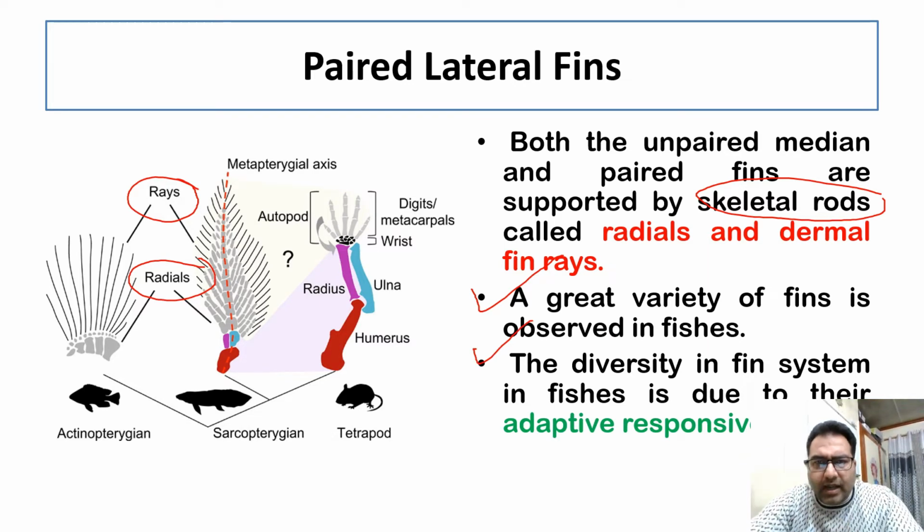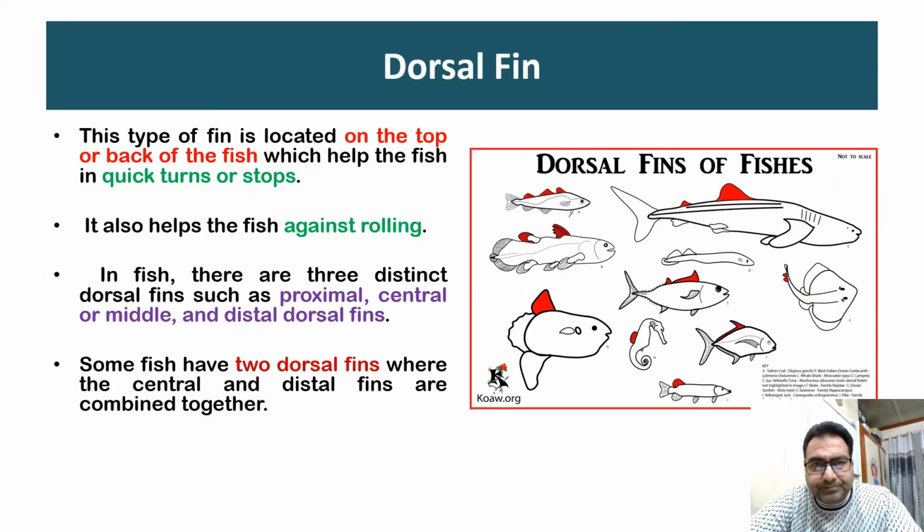So all this diversity is because of their adaptive responsiveness, that is, they have modified themselves according to the environment they live in. Now, talking one by one, first of all we shall be talking about the dorsal fin. The fins located on the top, that is on the dorsal side or on the back of the fish, help the fish to take quick turns or stops.